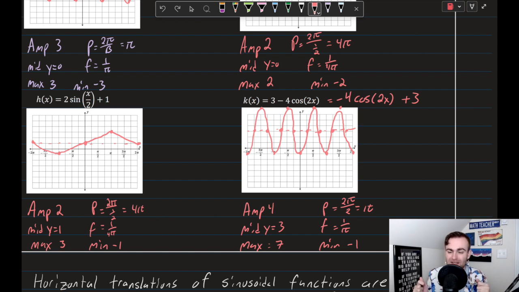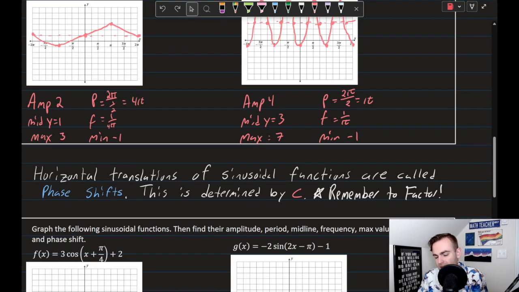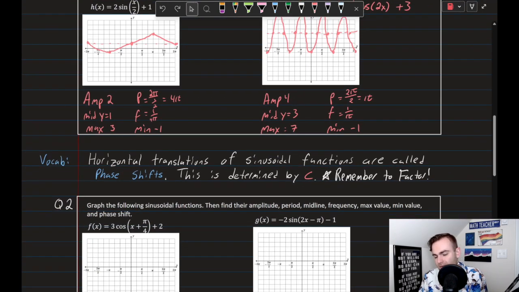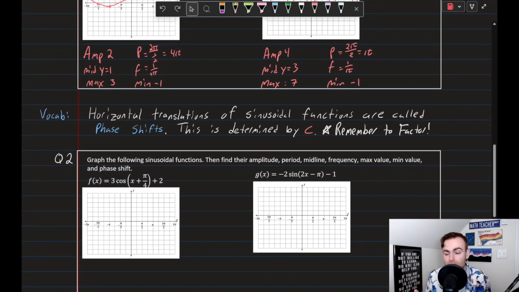What have we not talked about yet? We haven't talked about horizontal translations. So horizontal translations is where this gets a little bit more difficult. We're going to crank the difficulty up a little bit. And one thing to note, it's a vocab word, is that when we horizontally translate these functions, we call them phase shifts. Think like phases of the moon is periodic, so phase shifting. This is determined by the C we talked about before. Remember to factor. If it's not factored, you have to do it yourself.